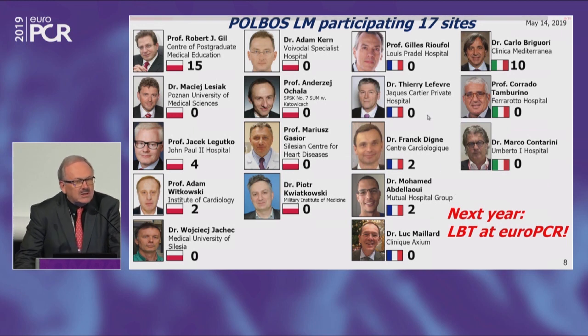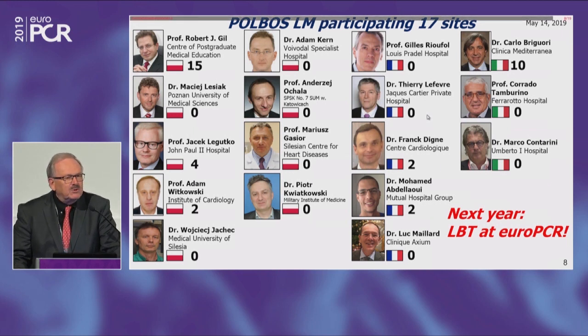So the BiOSS trial has just started. It's nice to put a face on the investigators. I think Robert Gil is our champion with 15. Maciek told me yesterday that he will come on board very quickly. Jacek is number two in Poland with 4. We have Prof. Adam Witkowski with 2, and we are waiting for Jacek. The rest in Poland is coming. I think it is interesting. It's a Polish technology, so national pride should work at a certain point, and I count on it.